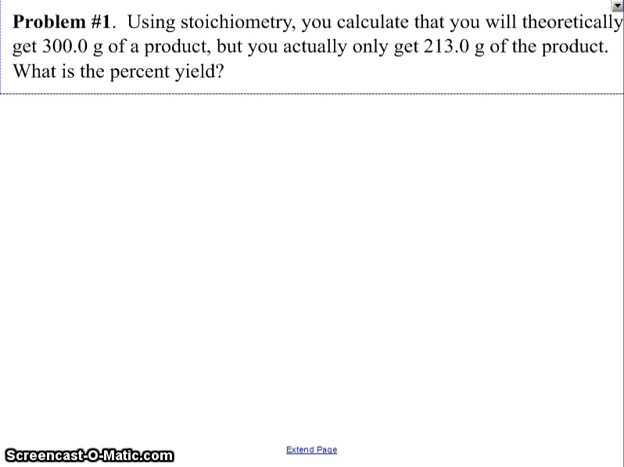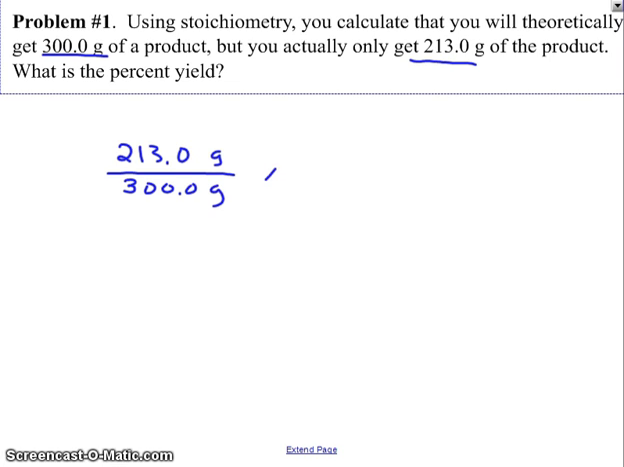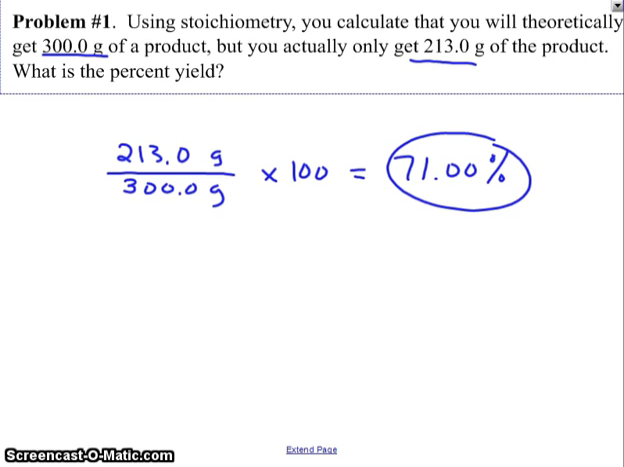Well, this problem is laid out pretty clearly. Your actual yield is the 213.0 grams. Your theoretical yield, what you're supposed to get, is 300 grams. So when you divide those two numbers and multiply by 100, you end up with the number 71 on your calculator. If you are watching your significant figures, you'll notice that 213.0 and 300.0 both have 4 significant figures. So we need to make sure we add the 0.00 to reflect that number of significant figures in this problem.